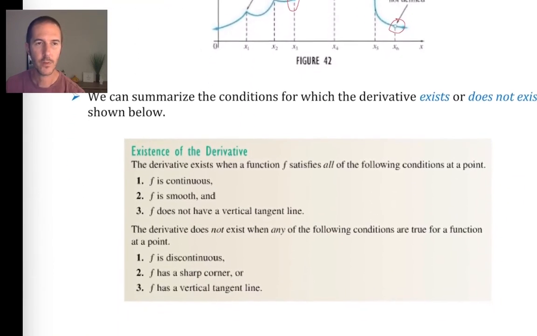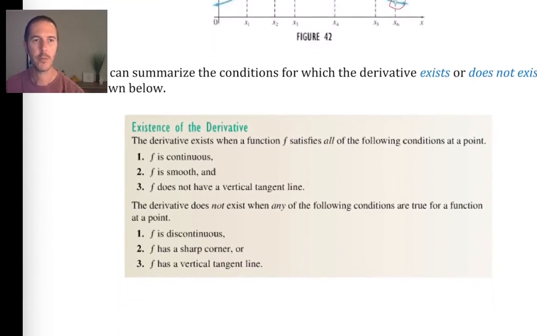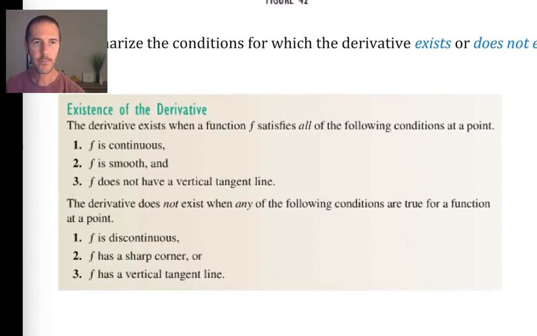So the existence of the derivative: the derivative exists if all of these first 3 conditions are satisfied. The function has to be continuous, which means it doesn't have a hole or an asymptote. The function has to be smooth, which means it can't come to a sharp corner like we saw with x1 and x2. And the function cannot have a vertical tangent line because the slope of the tangent line would be undefined.